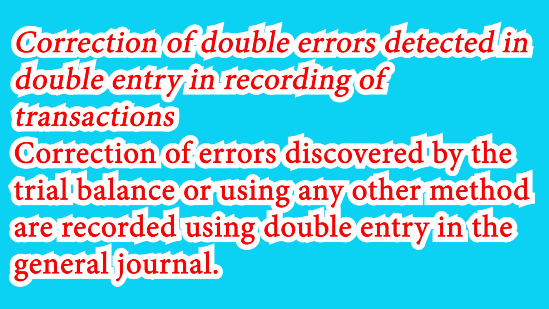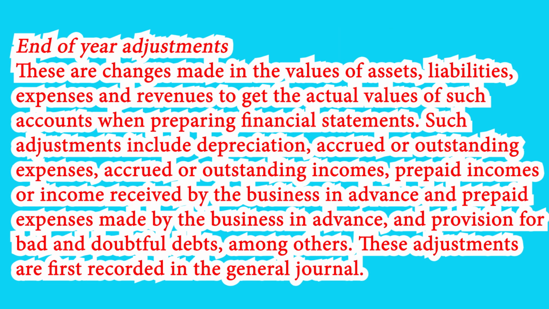Then we have correction of errors detected in double entry in recording of transactions. Corrections of errors discovered by the trial balance or using any other method are recorded using double entry in the general journal. Then end of year adjustments.